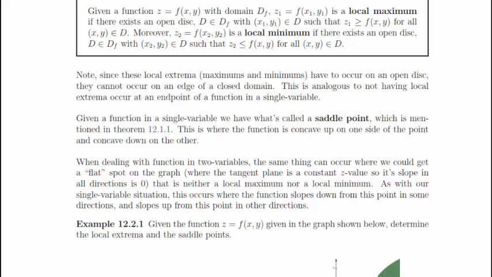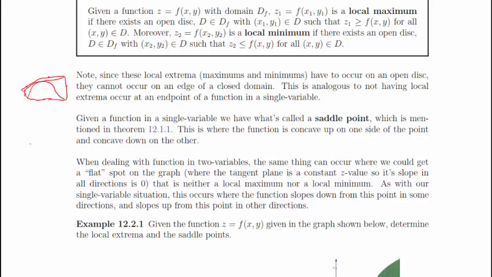So say I've got some surface here and we close off some section of it, then the points on this edge we could not consider local extrema. We may get an absolute extremum on an edge, but we're not going to get a local extremum. And this is for similar reasons to what we saw in our single variable calculus.